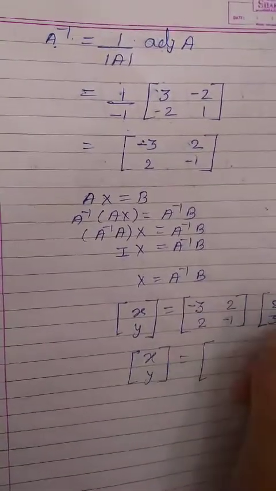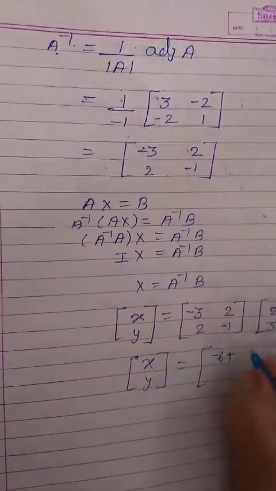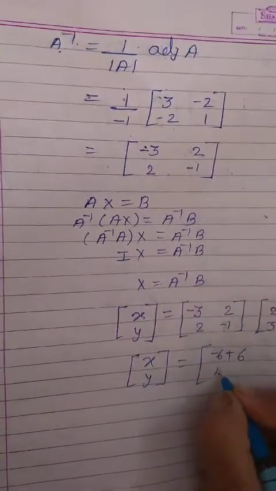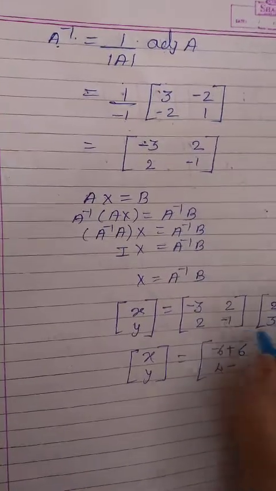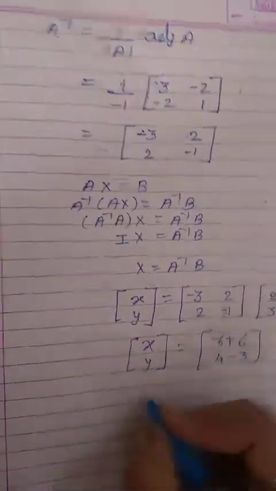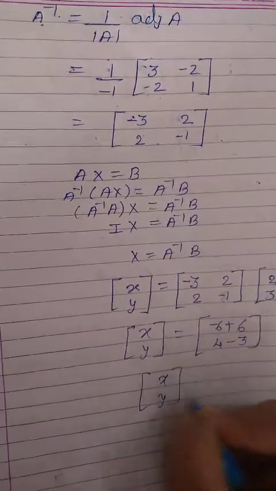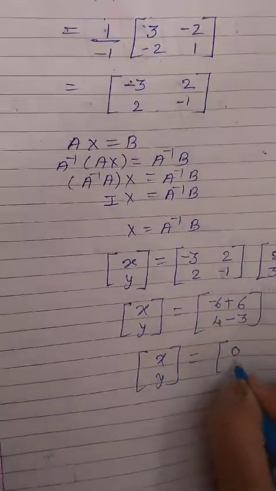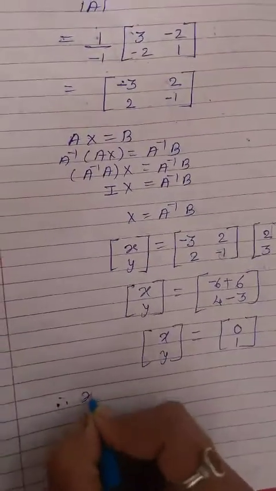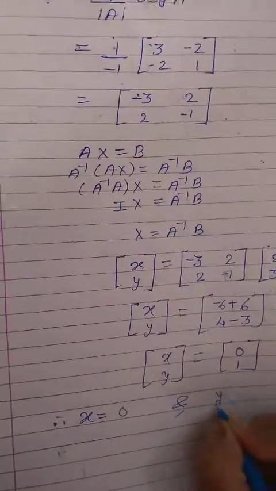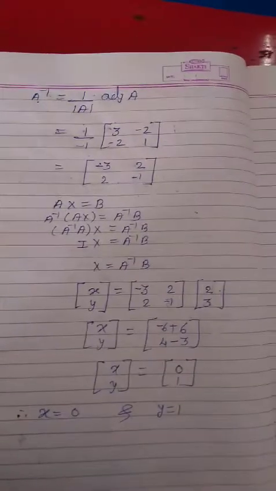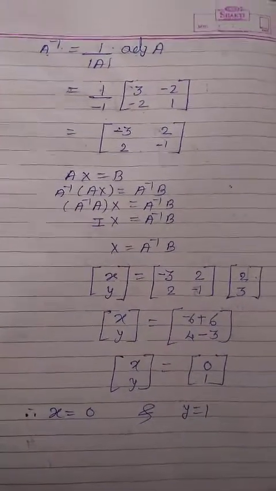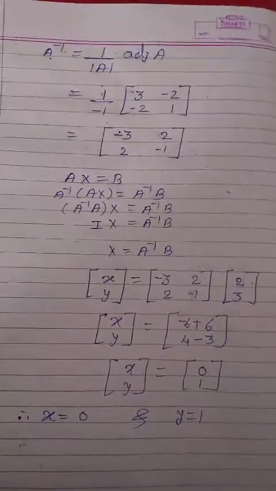So this is 3 2s are 6, -6 plus 3 2s are 6. This is first, and then 2 2s are 4 plus 3 into -1 means -3. So this is x, y. So 6 minus 6 is 0 and 4 minus 3 is 1. So therefore x is equal to 0 and y is equal to 1. So in this way we will find the values of x and y by the inversion method.